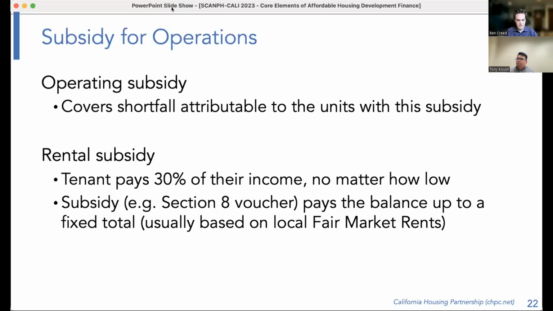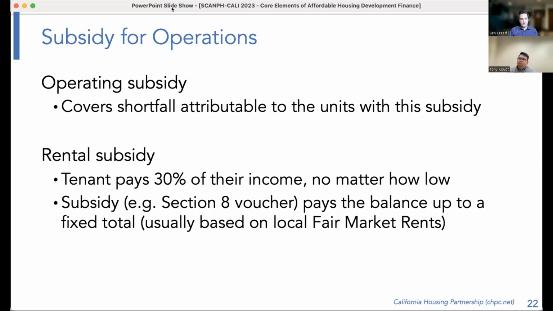Rental subsidy is sort of what that $1,400 was doing in the example slide. For rental subsidy, the classic example is a Section 8 voucher. The tenant pays 30% of their income, no matter how low that is. And then this subsidy pays a fixed amount of money per month, year over year, for the duration of the contract. We typically see 20-year contracts, although there's other terms.